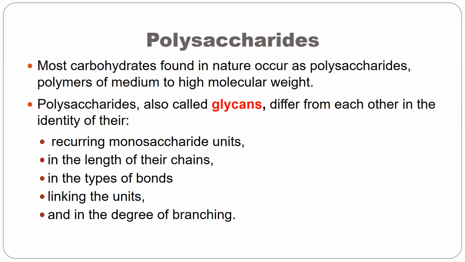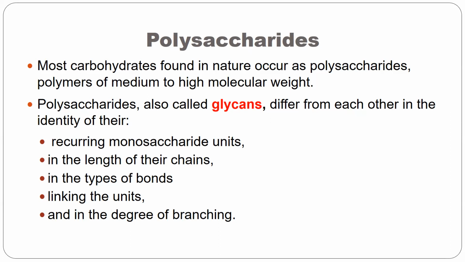So what are polysaccharides? We've learned from the word poly, no? Poly means many, and saccharides meaning sugars. It's repeating sugar actually from the monosaccharide. So most carbohydrates found in nature are polysaccharides. They are polymers of medium to high molecular weight. So why are they called polymers? They are polymers because of the repeating units, no? And in this case, the repeating unit is the monosaccharide.